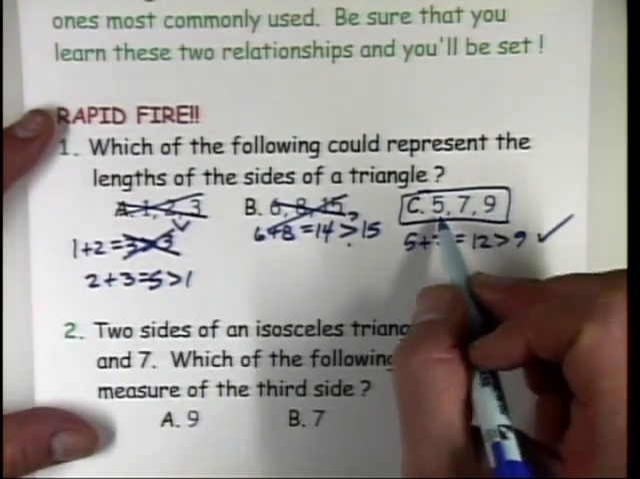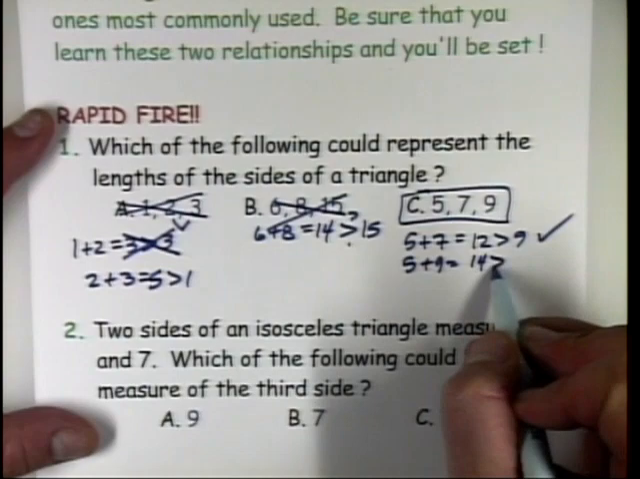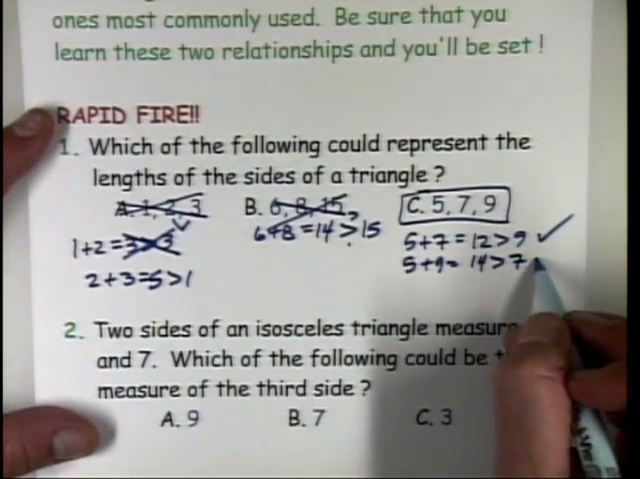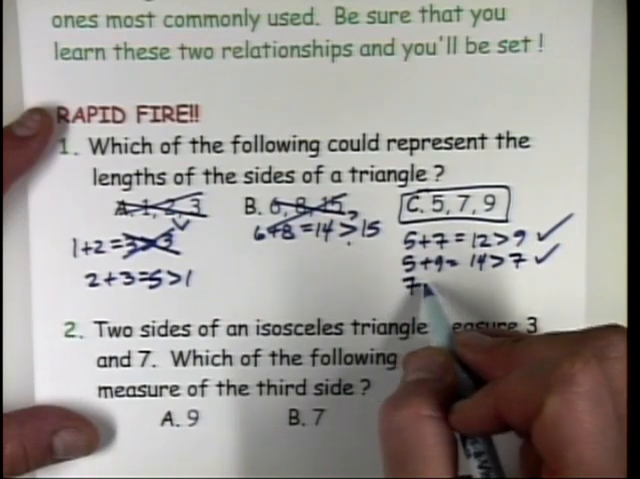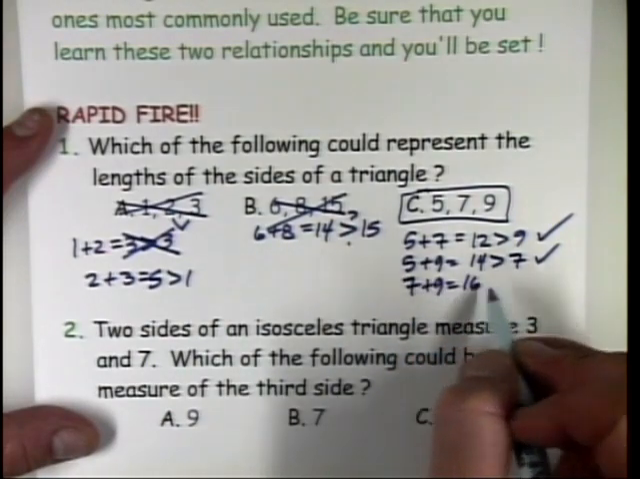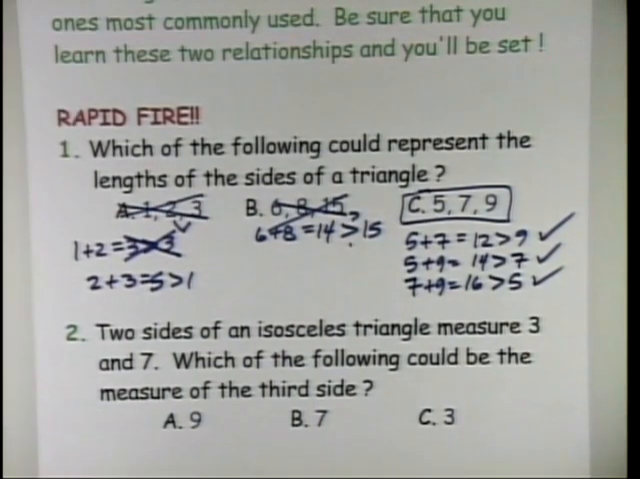Now let's take the combination of 5 and 9. 5 plus 9, that's 14. Is that greater than the other side 7? Absolutely. And then finally we'll look at the 7 and 9 combination. 7 plus 9 is 16. And is that greater than 5? You betcha. So all three of them passed. 5, 7, 9 then appears to be a legitimate triangle.